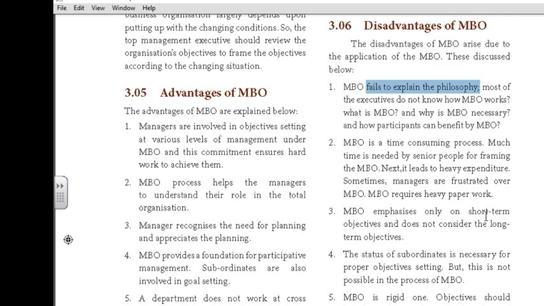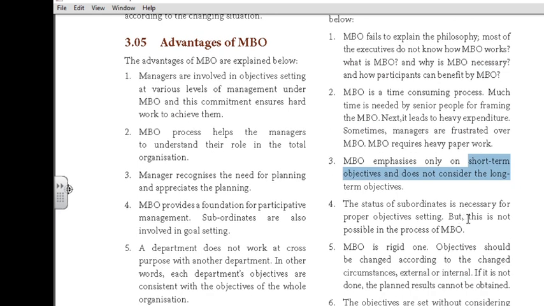Next, it is a short term objective that does not consider the long term. MBO tells what to do for that moment. It does not say anything about the long run. And the status of subordinates is necessary for proper setting, which is not possible in MBO.